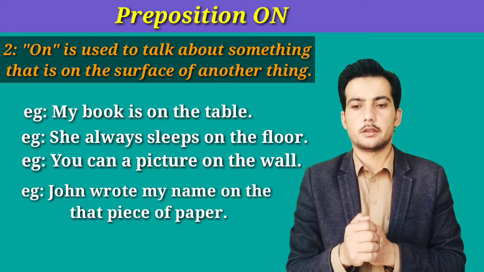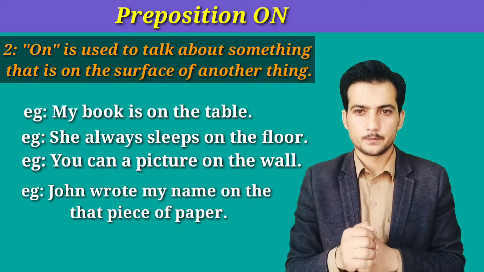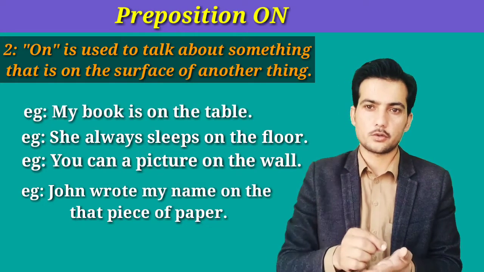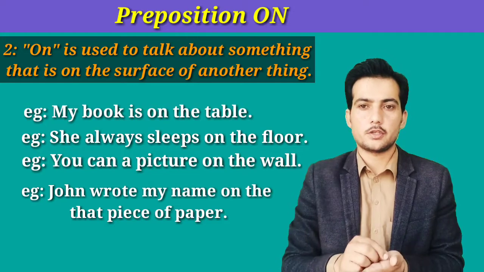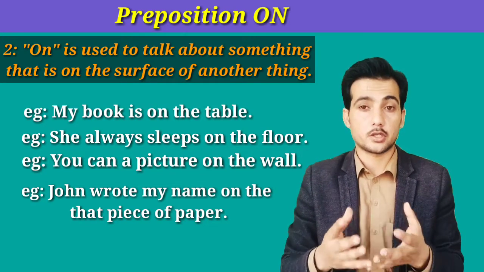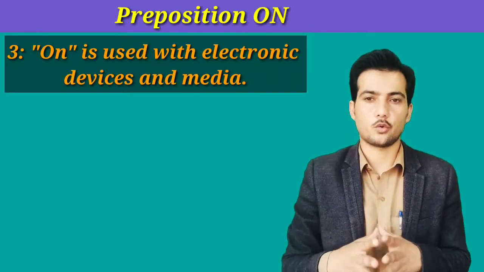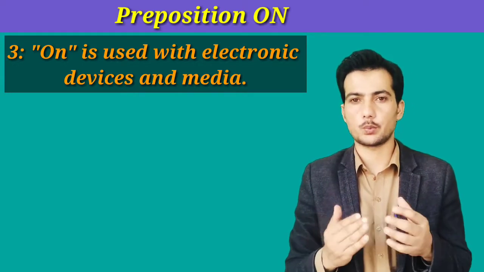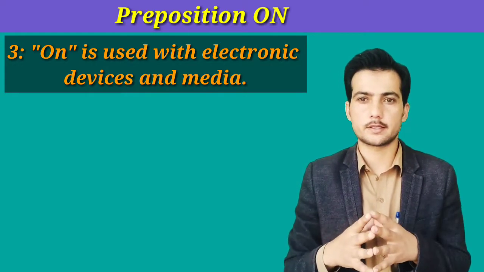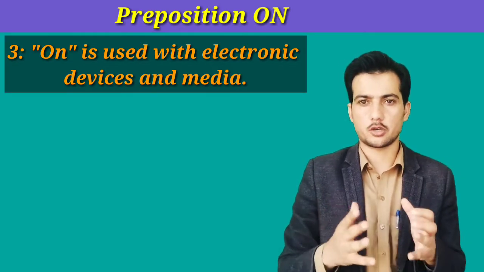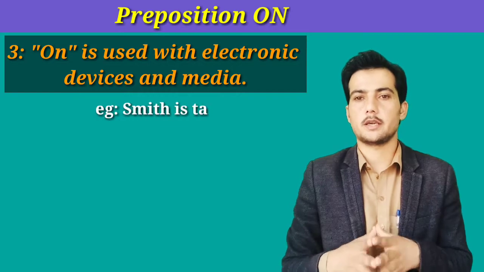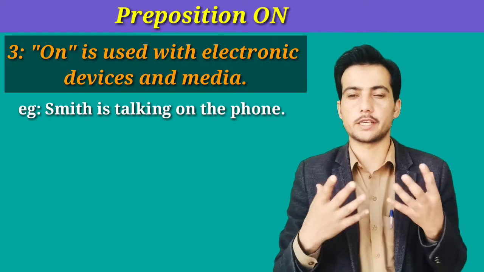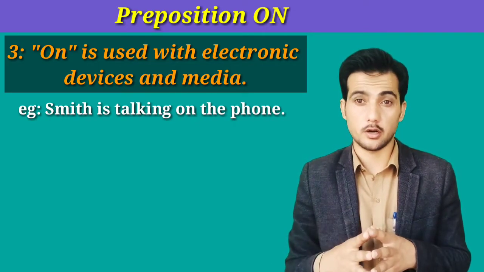John wrote my name on that piece of paper. So you can see here, a piece of paper also has a surface. When you talk about writing something on the surface, it means that you will use the preposition on. On is used with electronic devices and media. In simple words, whenever we talk about electronic devices or media, then we will use the preposition on. For example, Smith is talking on the phone. Smith is talking on the phone. You can see that a phone is an electronic device, and here we used on.